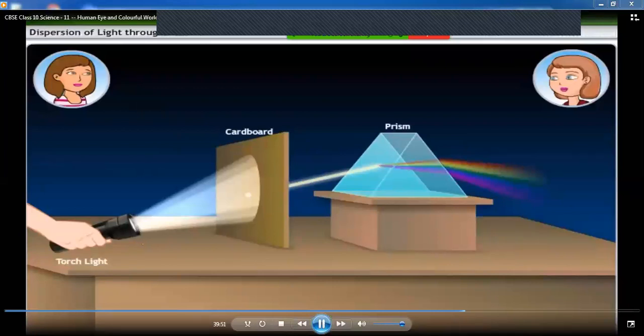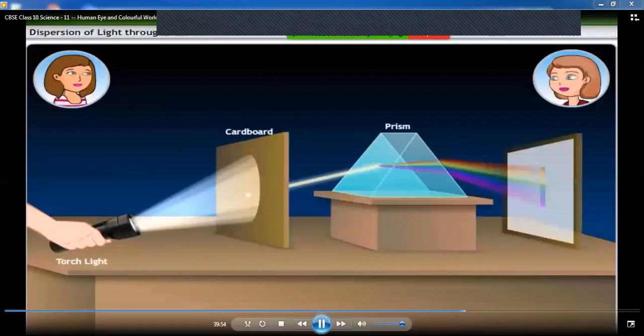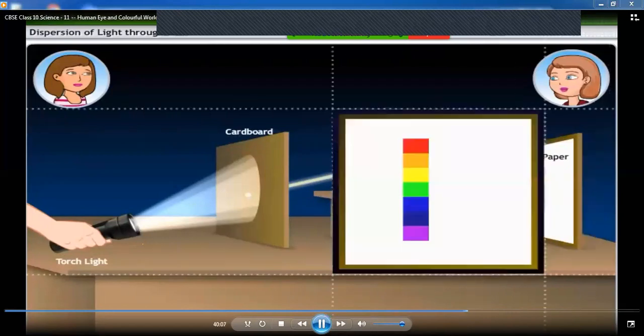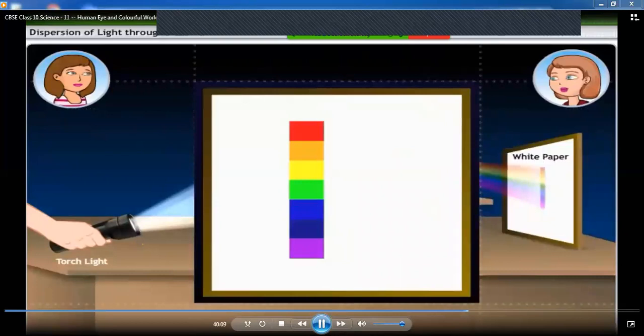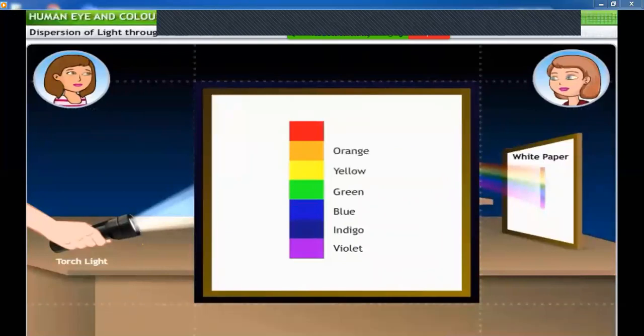Finally, on the other side of the prism, we place a white paper as shown to catch the dispersed emergent beams. This white paper acts as a screen. Can you see that strip of colors? Let's check out the order in which these colors appear from bottom to top. First is violet. Second is indigo. Next is blue, then green, yellow, orange, and lastly red.